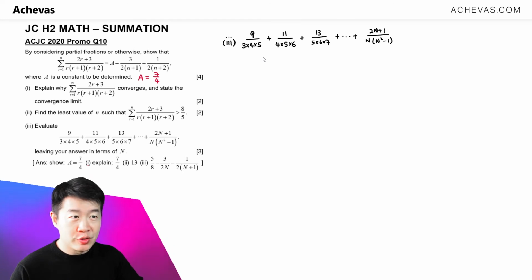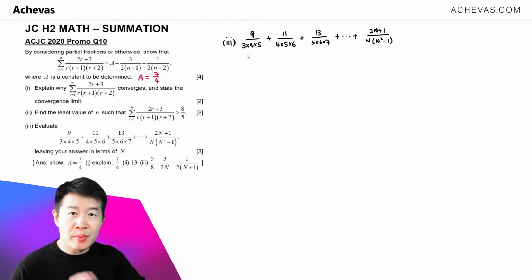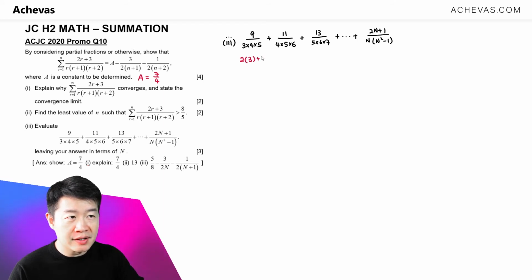In order for us to do part 3, we need to see the similarity between each of the terms in part 3 here and the expression that is within the summation notation. From a bit of observation, I do think that most of you should be able to see that to get this 9 over 3 times 4 times 5, it is letting r be equal to 3. Because if I were to let r be equal to 3, we have 2 times 3 plus 3, so 6 plus 3, 9, divided by 3.